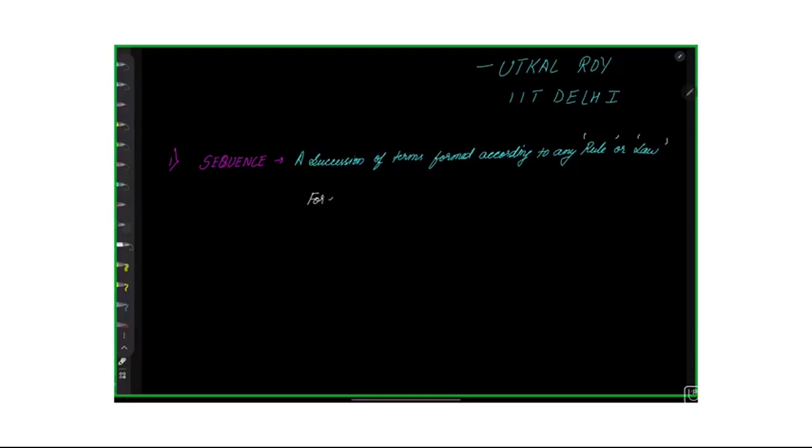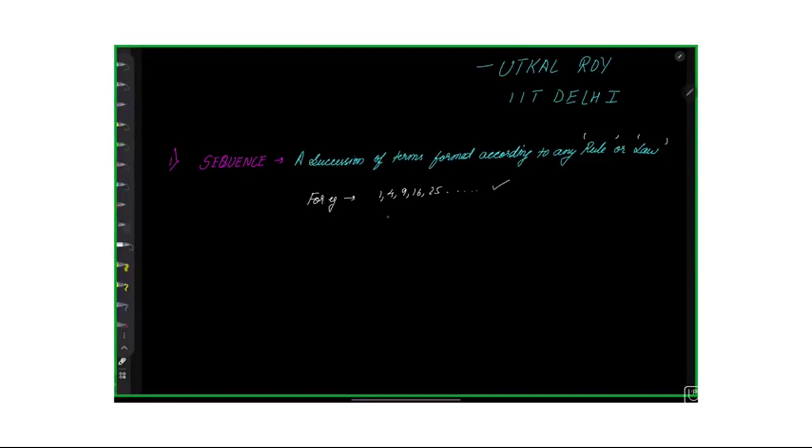if I talk about perfect squares, 1, 4, 9, 16, 25, what are these? These are nothing but perfect squares of natural numbers, right? So this can also be known as a sequence because there is some relation between them, right? So this is a sequence.